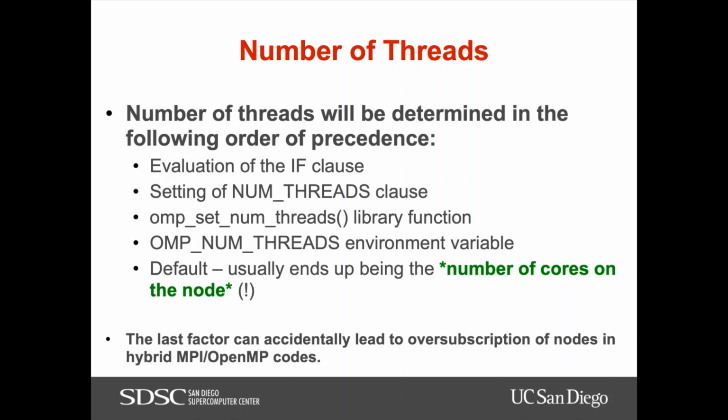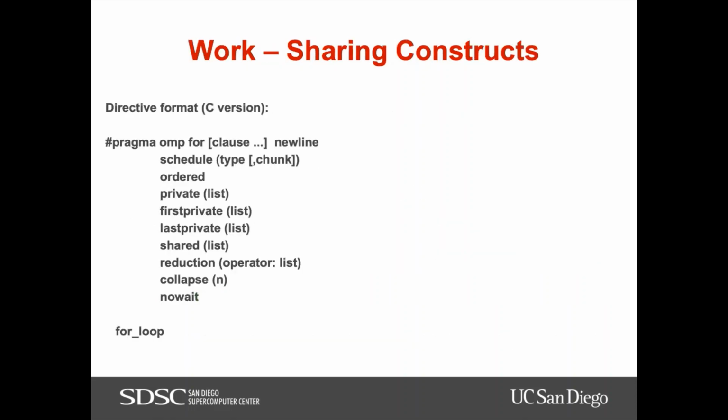So the way it's determined is you can set the number of threads. There's an omp_set_num_threads library function. There's an OMP_NUM_THREADS environment variable. You can use either one of them to set those.